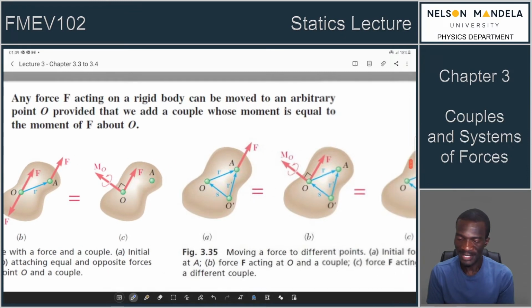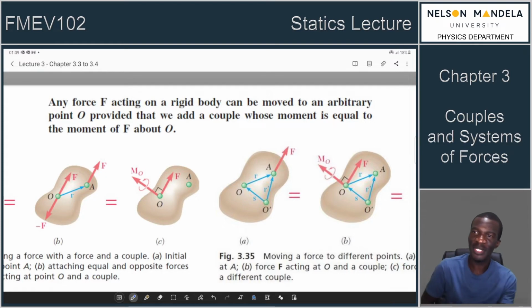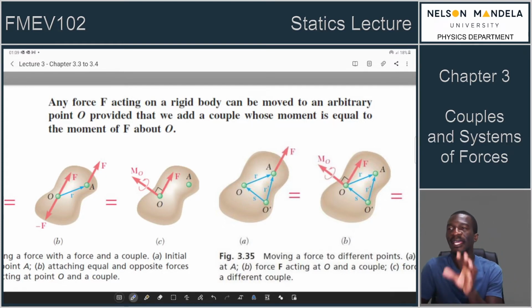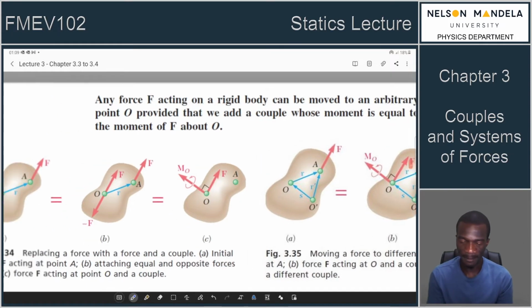So as an important point, any force acting on a rigid body can be moved to an arbitrary point, provided that we add a couple whose moment is equal to the moment of F about O.